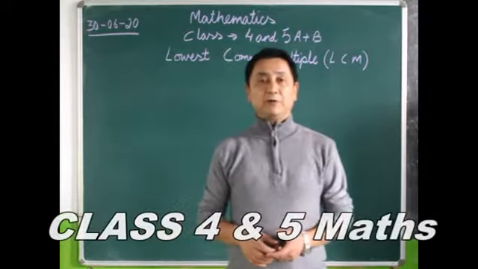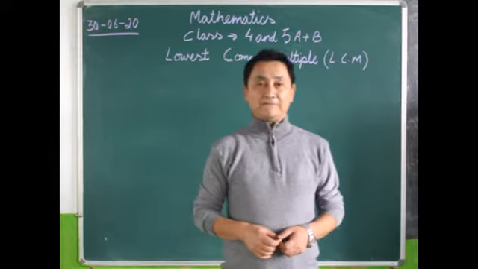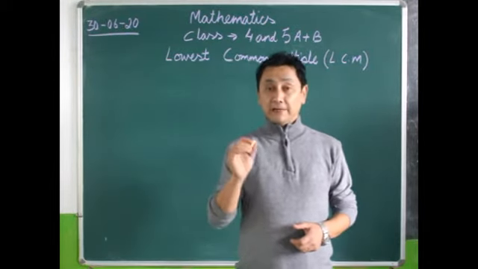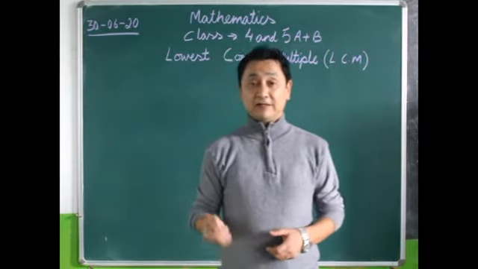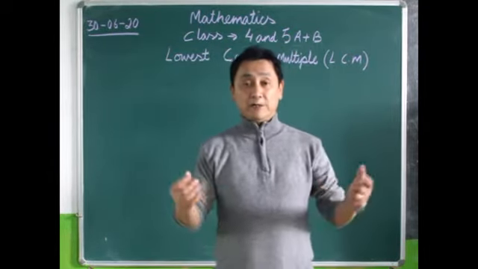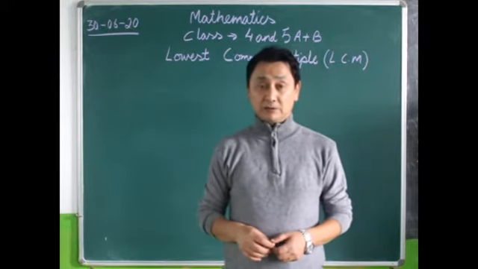So last week we were doing HCF. HCF means the highest common factor. And in those sums, we have to use only prime numbers: 2, 3, 5, 7, 11 and so on. So many of you were able to do it. Maybe you were helped by your parents.